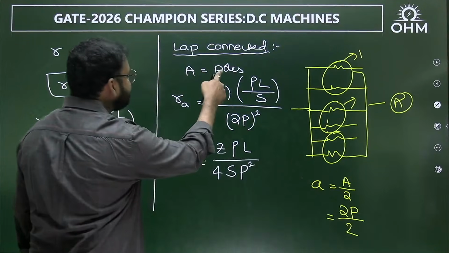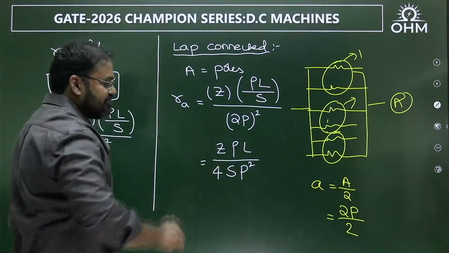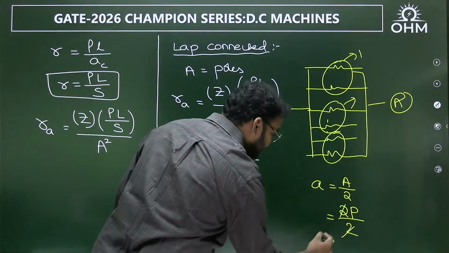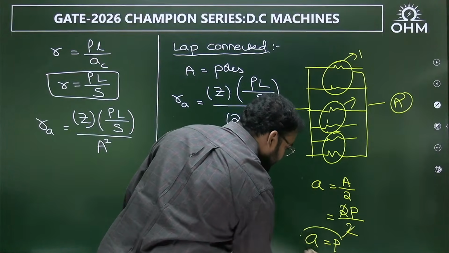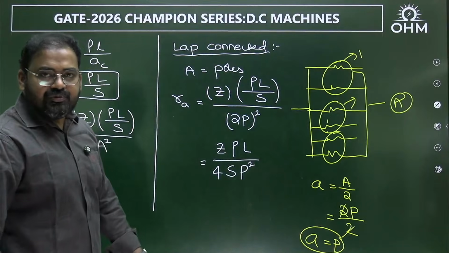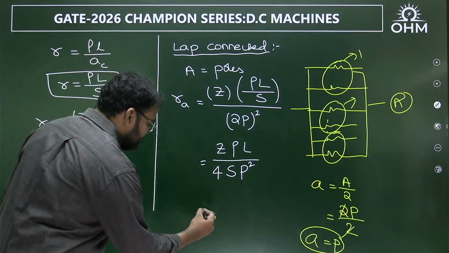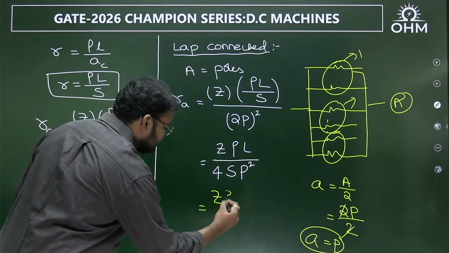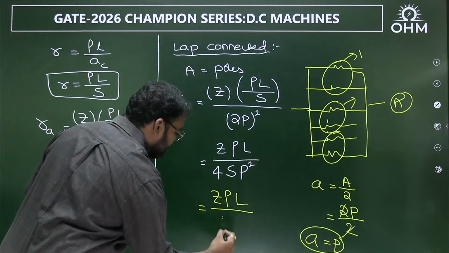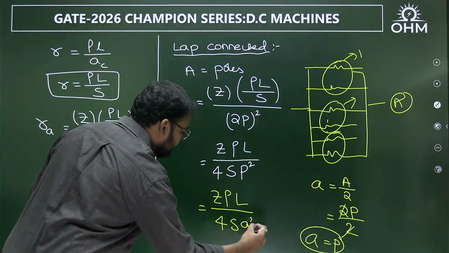Yes or not? Small a is equal to P poles. Poles are 2 times of P. Now 2 and 2 will cancel. Indirectly, small a is equal to P. So therefore, in place of P, I can write small a also. Therefore, the final answer is Z rho L by 4S into A square.